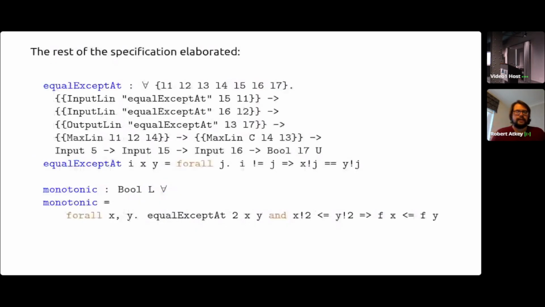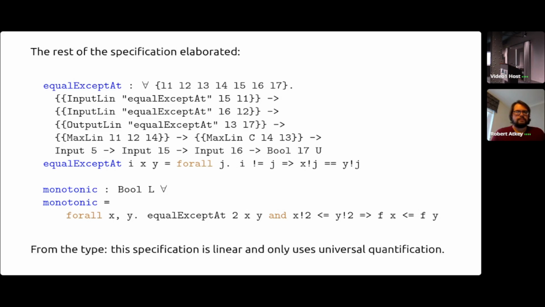And then if you put this all together with the monotonic one from before, then we'll find out the final type is that monotonic is a Boolean property which contains linear constraints and a for all quantifier. And this means it's okay. So we've actually managed to derive a type from monotonic, which proves that it is something which can be translated to an SMT solver. So from the type, the specification is linear and only uses universal quantification.